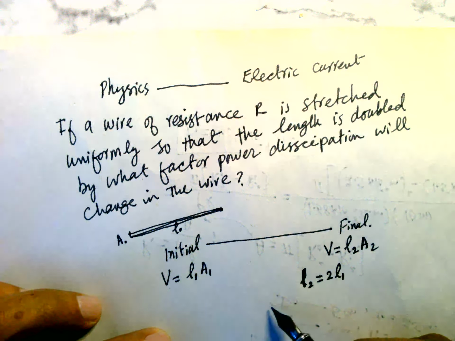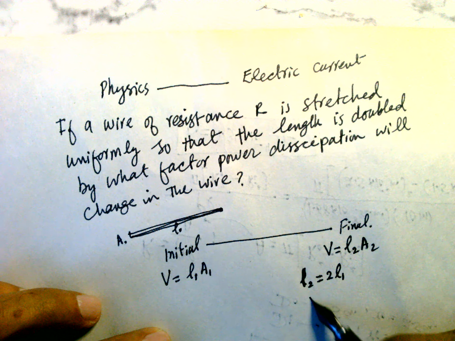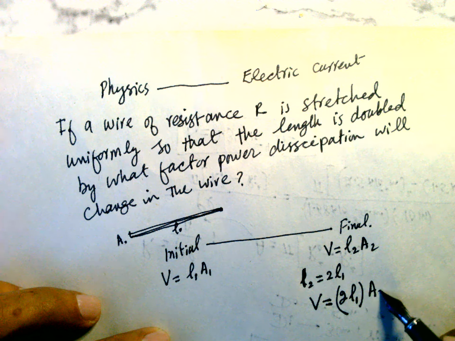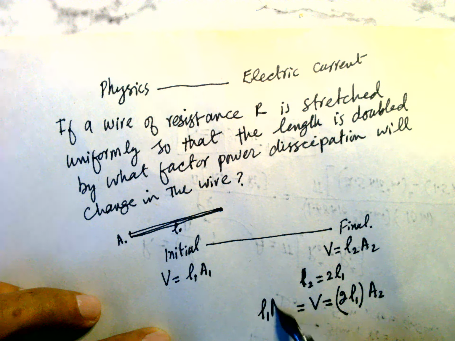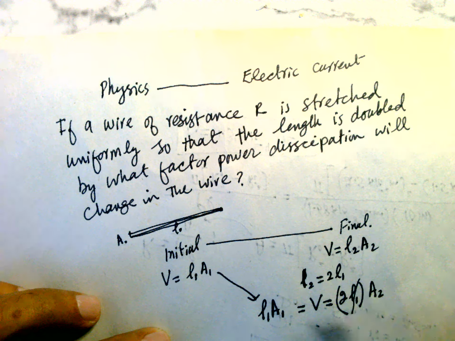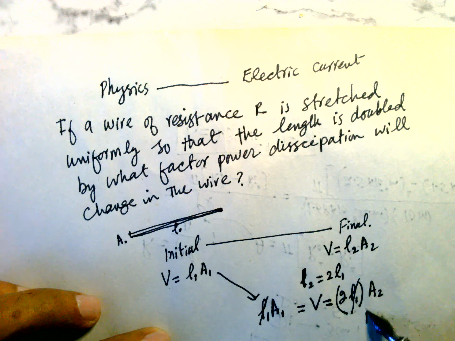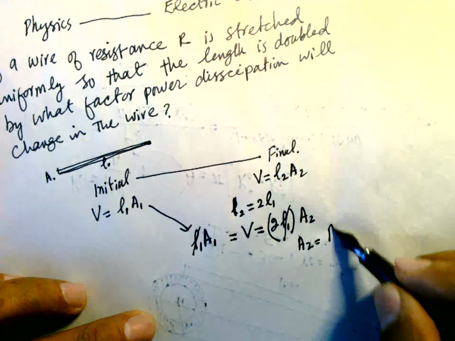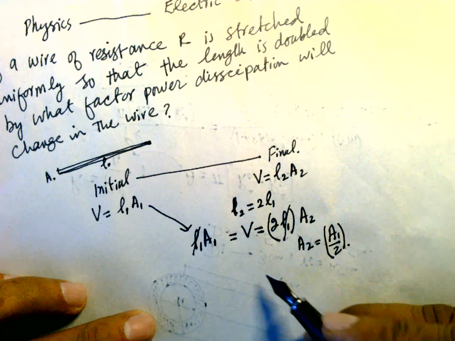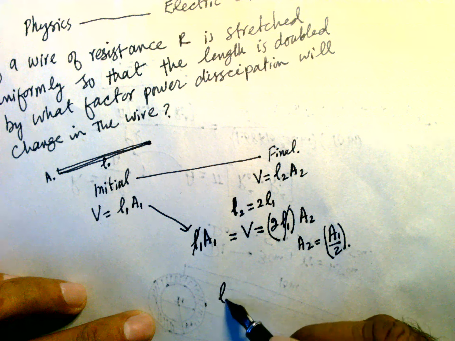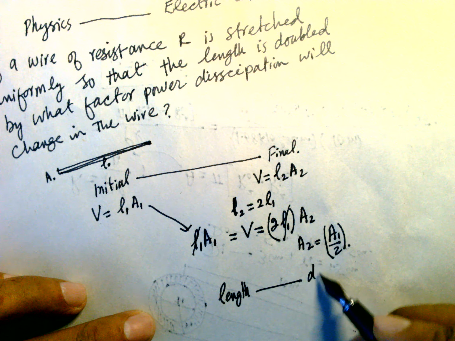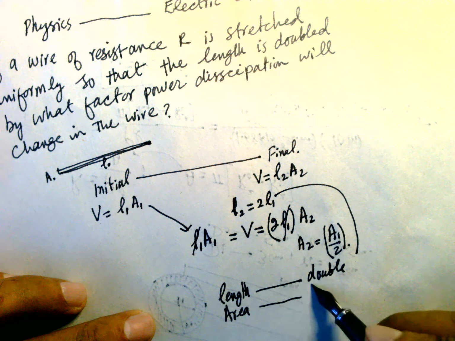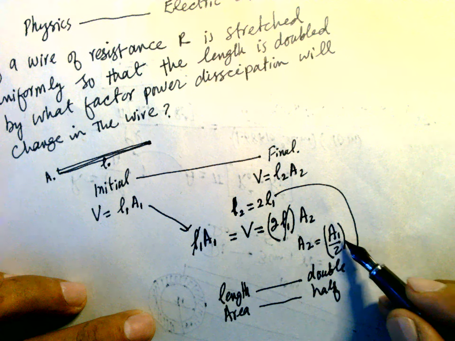So this one, V is equal to 2L1 into A2. This V is equal to L1 A1. So L1 cancels. So A2 is equal to A1 over 2, a half. So that means the stretched length is doubled, which is 2L, and the area is a half.